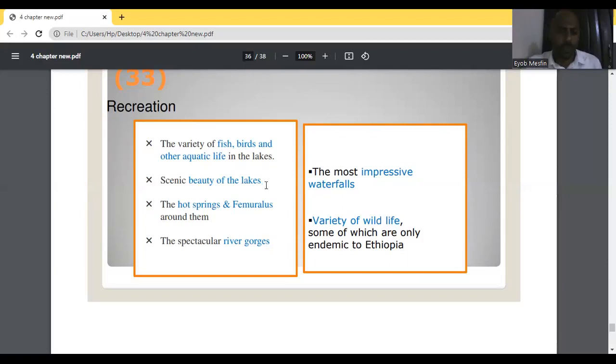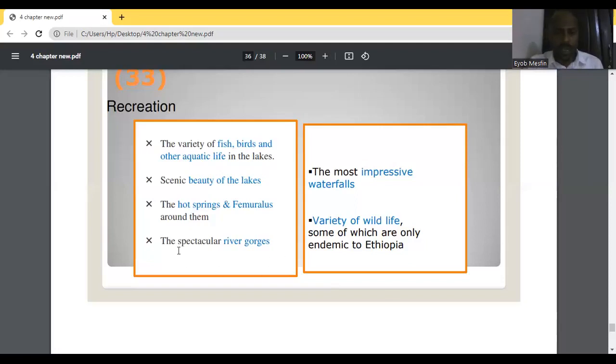Attraction sites. This is the other, the hot springs and fumaroles. As I mentioned to you, there are hot springs and fumaroles. For instance, go to the Afar areas, there are volcanic eruptions, and also along the main Rift Valley there are different fumaroles and hot springs. So the hot springs and fumaroles have a potential to attract a lot of tourists, and they give a recreational value to the tourist.